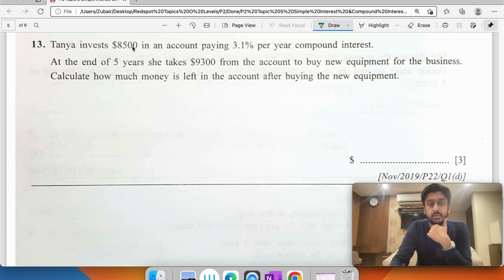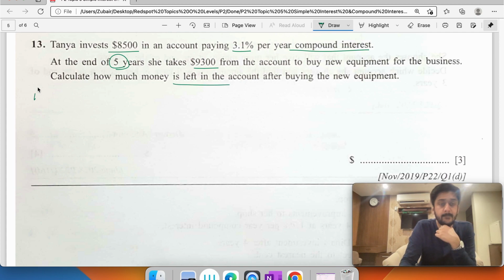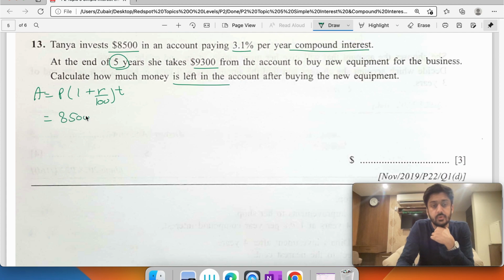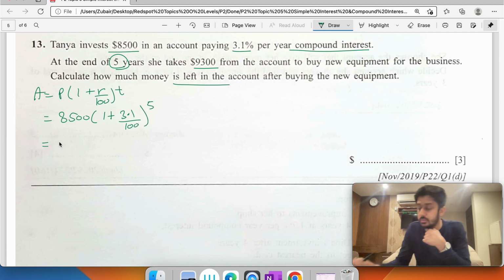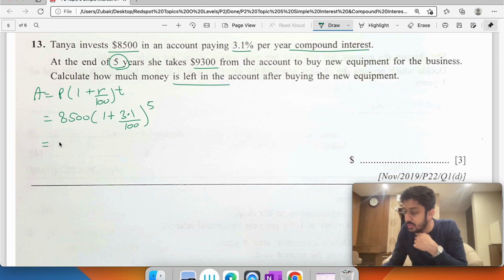Tanya invests 8,500 in an account that pays 3.1% compound interest. At the end of 5 years, she takes this from the account and buys new equipment for her business. Calculate how much money is left in the account. Amount equals principal times 1 plus R by 100 to the power T. Principal amount is 8,500, 1 plus rate was 3.1% and the time is 5. So how much should she have in her account is 1 plus 3.1 by 100 and time is 5 years.